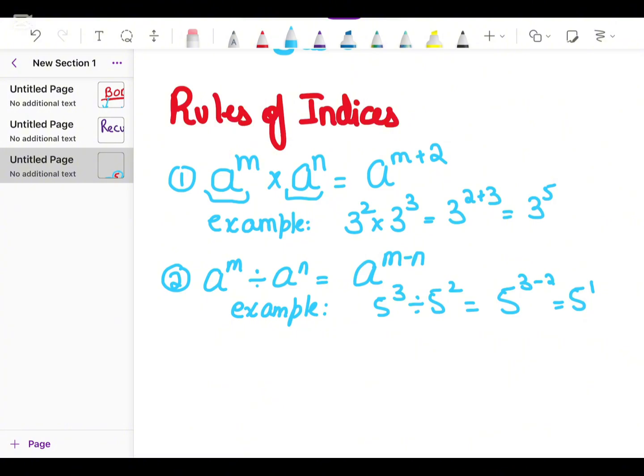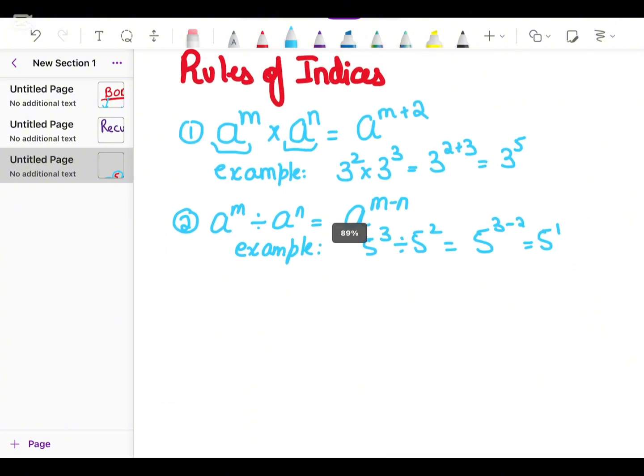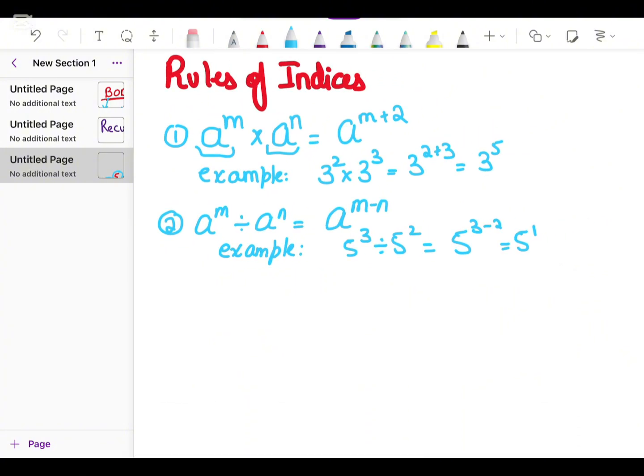Now rule number 3. Now what will happen if both the bases are different? Then now we need to see this. Now you can see a raised to the power m multiplied by b raised to the power n. When the bases are different, there will be no change in this. For example, if I have a question 2 raised to the power 2 multiplied by 3 raised to the power 3, then there will be no rule for that.